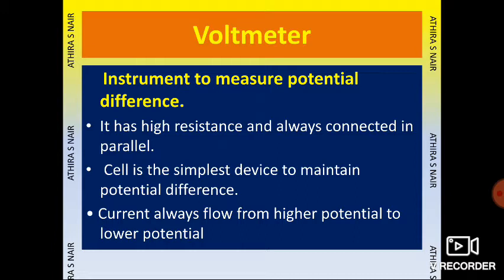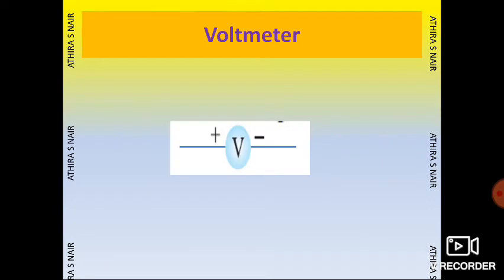Electric cell is the simplest device to maintain potential difference. Current always flows from higher potential to lower potential. This is the symbol used for voltmeter.